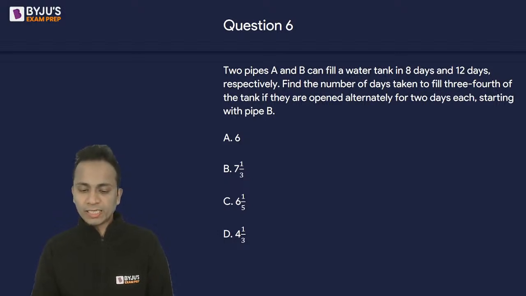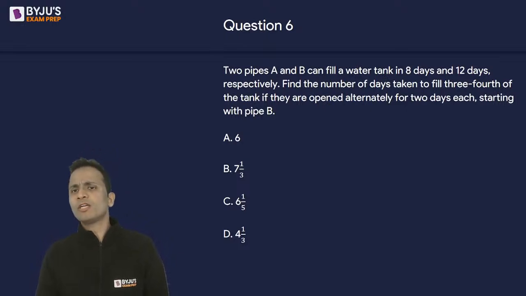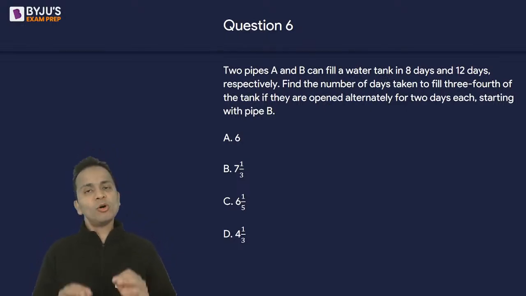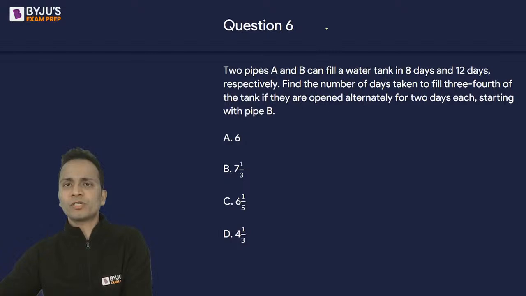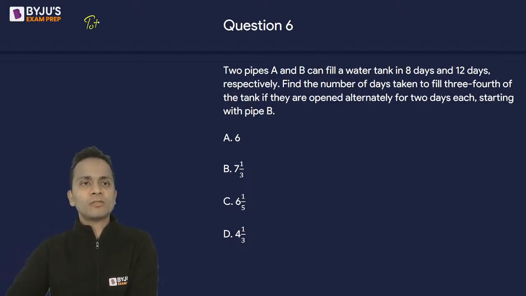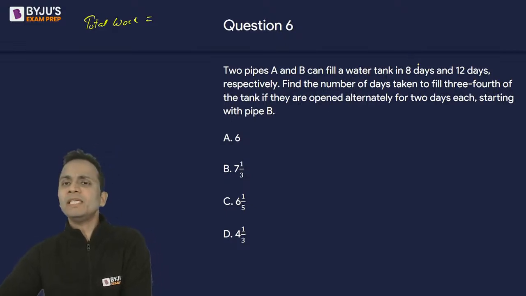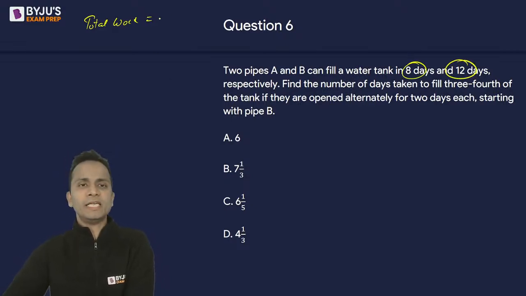All right. Let's have a look at this one. Two pipes A and B can fill water in 8 days and 12 days. Now, as soon as you see this type of information, start by assuming the total units of work. So if I'll assume total work, it should be a number which is completely divisible by these two numbers, 8 and 12. So I can assume it as 24.